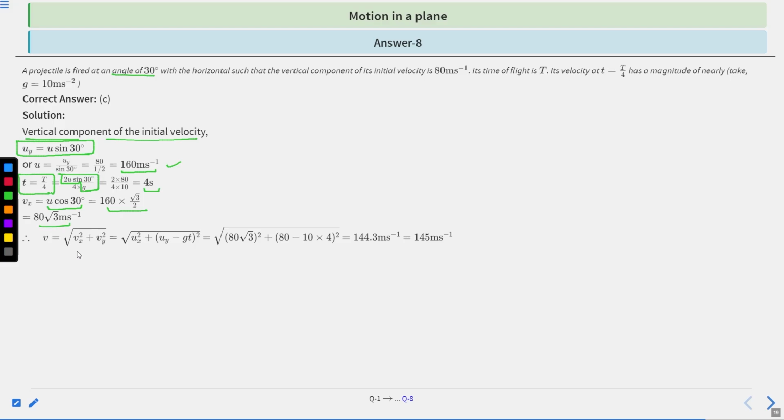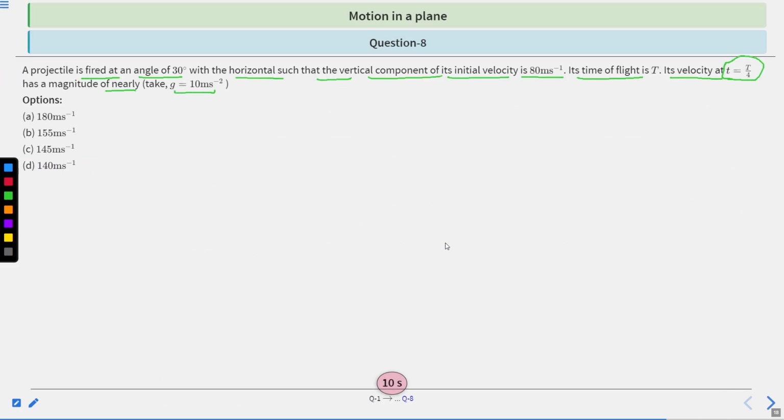Clear? So the velocity in x-axis and y-axis: v square equals vx square plus vy square, where vy is equal to (uy minus gt) all square. Putting all numerical terms in this formula, you will get 144.3 meter per second, approximately equal to 145 meter per second. Clear? So the correct answer is C, 145 meter per second.